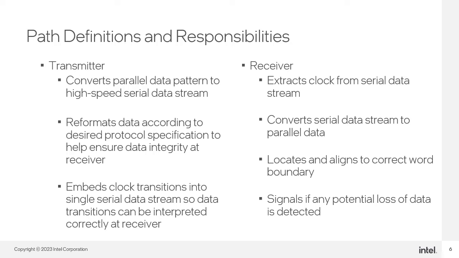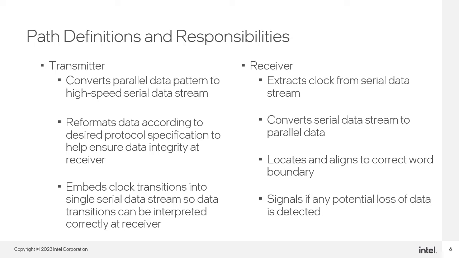The receiver must first extract the clock from the incoming data. It then uses that clock to sample the incoming data stream. Next, it converts the serial data into parallel data and locates the incoming byte boundaries to which it aligns itself. Finally, it must undo any transformations performed on the data by the transmitter to restore the data back to its original form for presenting to the FPGA logic, checking to make sure data has not been lost in the process.